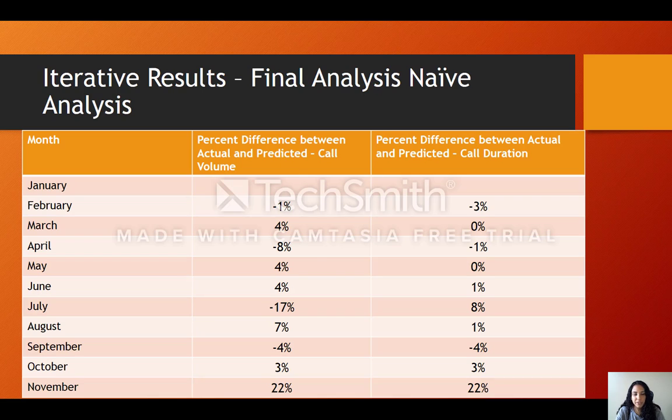If we look at the percent difference between actual and predicted for both call volume and duration again, we can see that we weren't off by very large percentages the majority of the time, but like I said, we can see here now numerically that July and November were indeed very far on the prediction from the actual result.